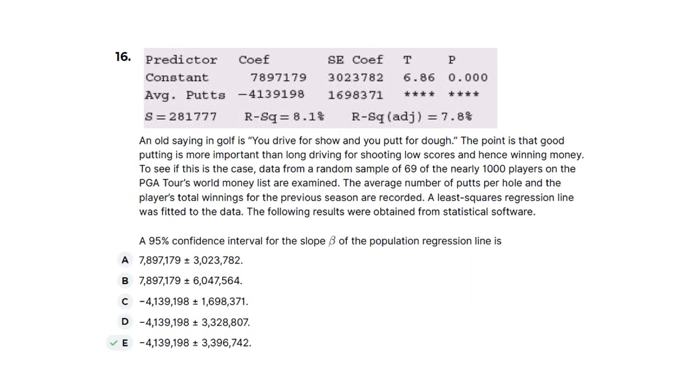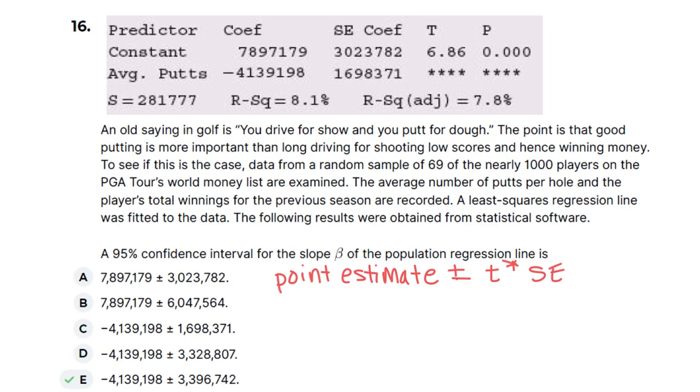And finally, question 16 is a confidence interval. So you can see we're going to use that confidence interval structure here. So let's just review what that is. It's your point estimate plus or minus your t star times your standard error. Now remember, these two parts together are called your margin of error. Let's find those values from our table. So our point estimate, once again, is our slope.